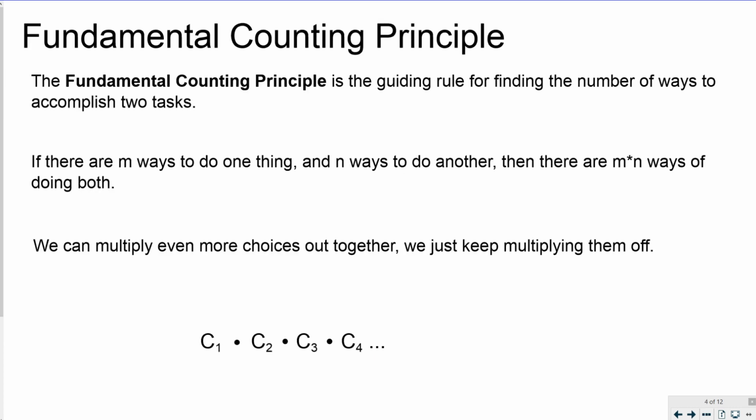The fundamental counting principle is the guiding rule for finding the number of ways to accomplish 2 tasks. When I say 2, I mean 2 or more. If there are m ways to do one thing and n ways to do another, then there are m times n ways of doing both. We can multiply even more choices together. We just keep multiplying them. So you would have m ways to do C1, times n ways to do C2, times o ways to do C3, and p ways to do C4, and so on and so forth. You just keep going for however many different choices we need to make.